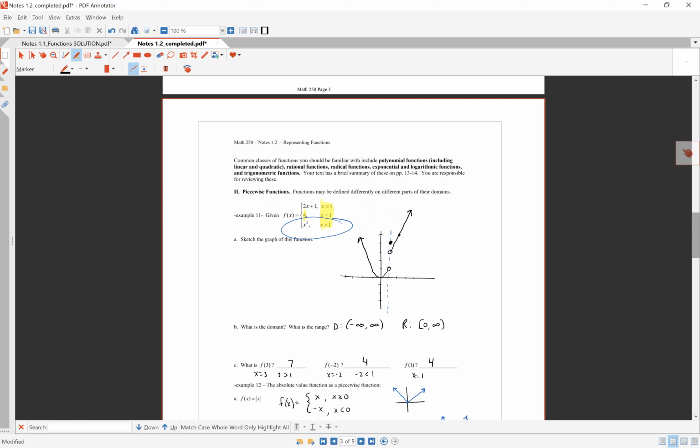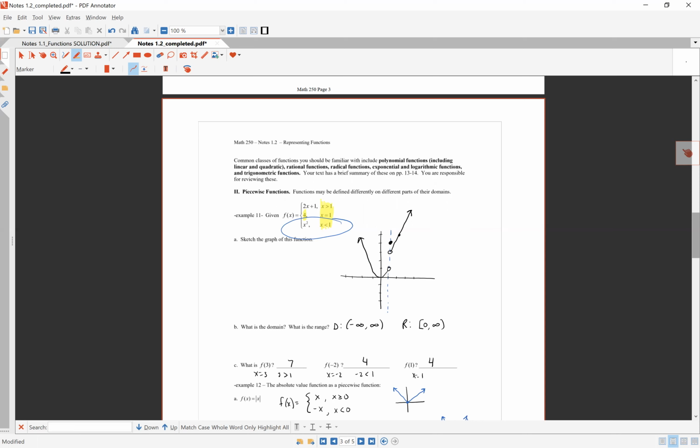If you're approaching x equal 1 from the left, you'd be going to the point (1, 1). But then when you get to 1, you jump all the way up to 4. If you're approaching x equal 1 from the right, you'd be approaching the ordered pair (1, 3), because 2 times 1 plus 1 is 3. So you get that kind of unusual looking graph.